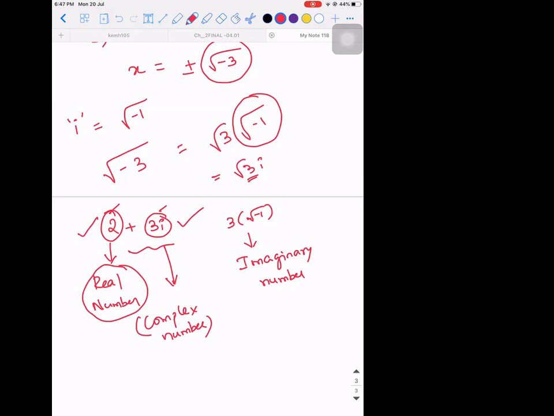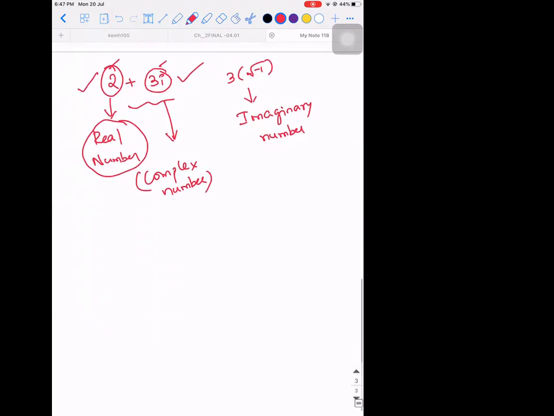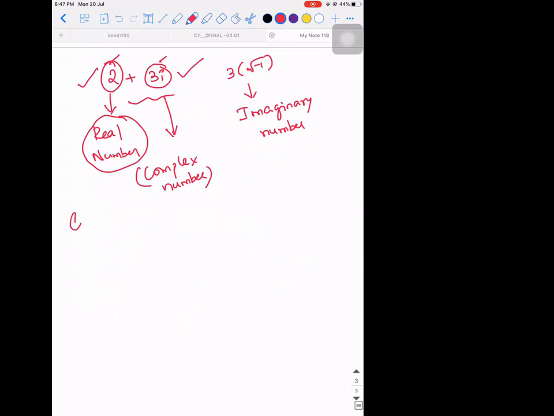Are you able to understand? If you have to give a general expression for a complex number, this is how it is written. Any complex number can be represented in the form a plus b into i, where a is called the real part and b into i is called the imaginary part.